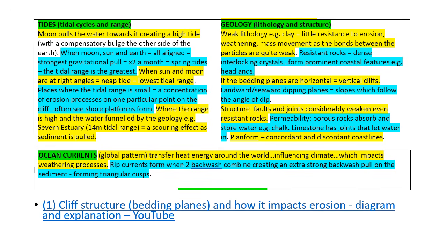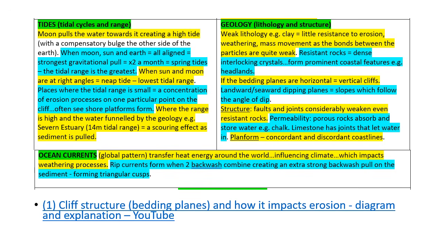The other physical factor you can talk about is ocean currents. And although they don't affect the coastal processes themselves, what the ocean currents do is they then affect the climate, which then affects the weathering processes you get in that location. So if you've got a cold climate, you're likely to have freeze-thaw weathering. If you've got a warm climate, you're likely to have chemical weathering.